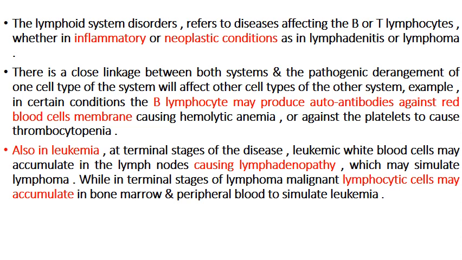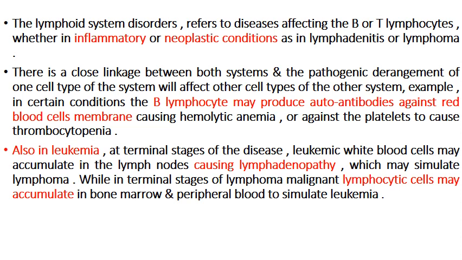The pathogenic derangement of one cell type of the system might affect the other cell type, such as when the B lymphocyte sometimes produces autoantibody. In some cases of thrombocytopenia, in which there is a decrease in the number of platelets in the blood, the platelet count is decreased.